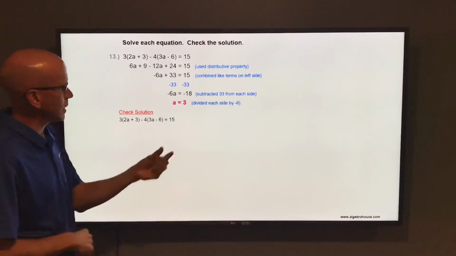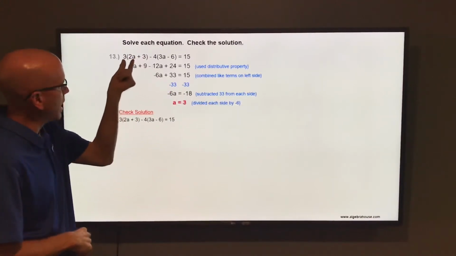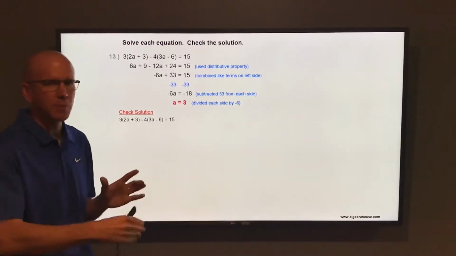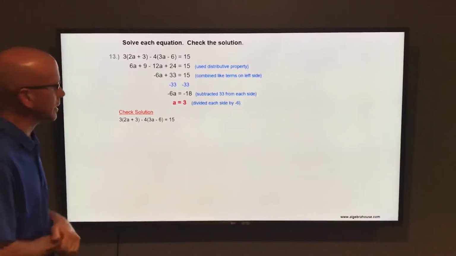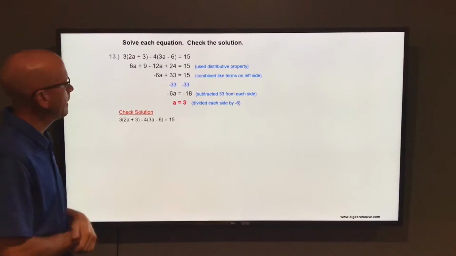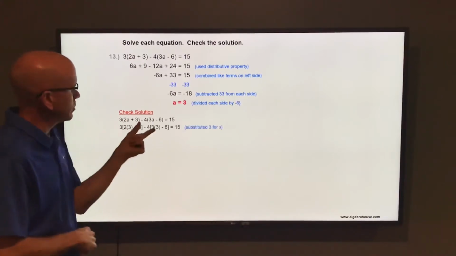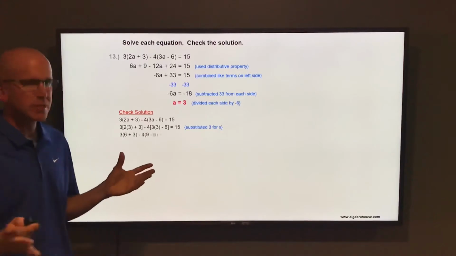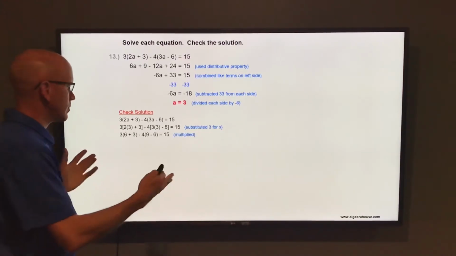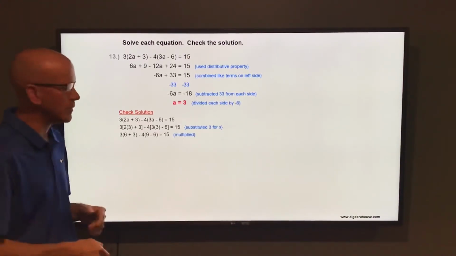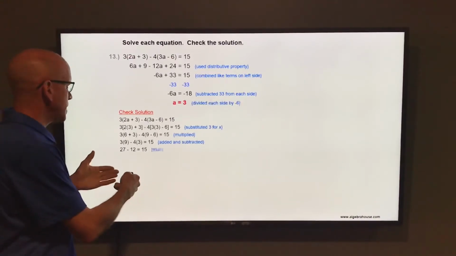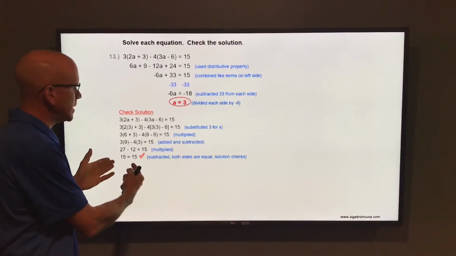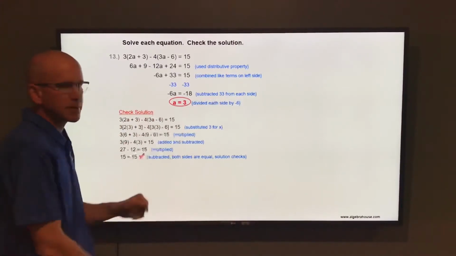But we do want to check that and make sure we do have the correct solution by substituting 3 back in for a into the original equation. If we get a true statement where both sides equal each other, that means we have the correct solution. So go back to the original equation, replace all of the a's with the 3, and I'll save you some time here. Feel free to pause, go forward, backward, whatever you need to on the video. But you're going to see that we get both sides equaling each other. We get a true statement, 15 equals 15. That means a does equal 3.